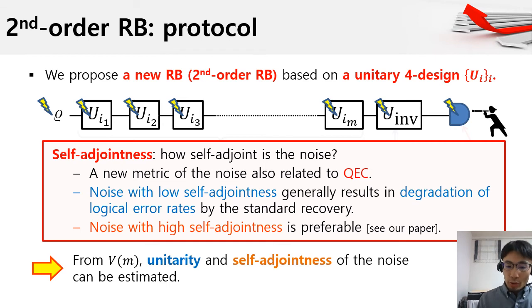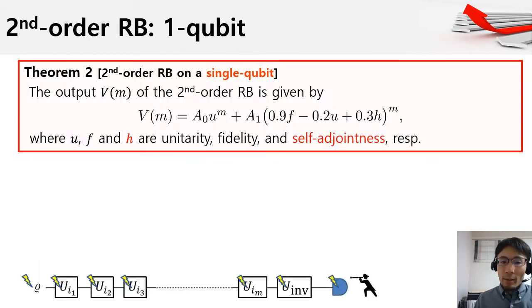Anyway, these two quantities can be obtained from the experimental output of the second-order RB. And this is a theorem of the second-order RB on a single qubit. So this VM, an outcome of the second-order RB experiment, can be decomposed into the sum of two exponential functions in terms of m. In the first term, we have u to the m, and in the second term, we have some value to the m as well. So this is just the sum of two exponential functions.